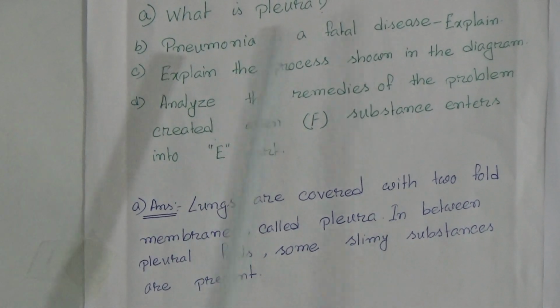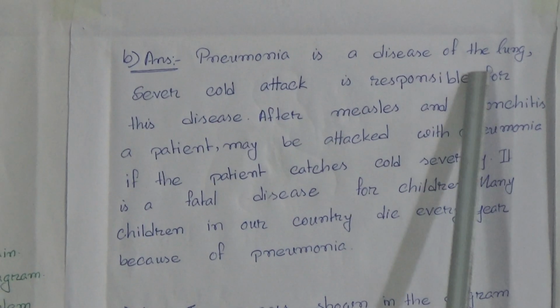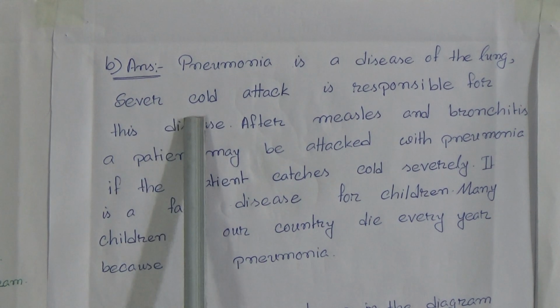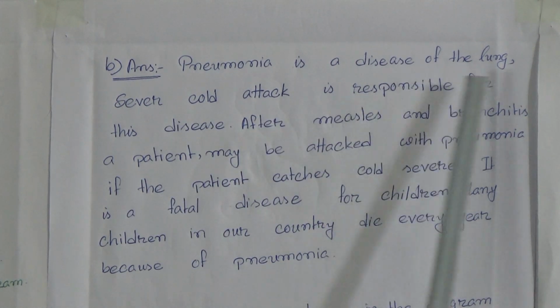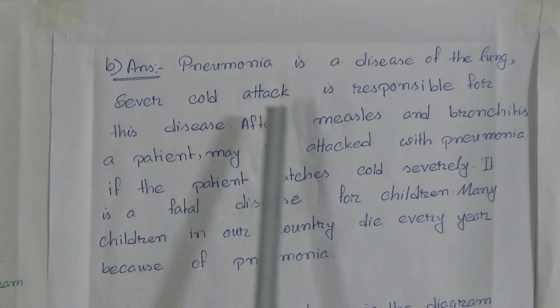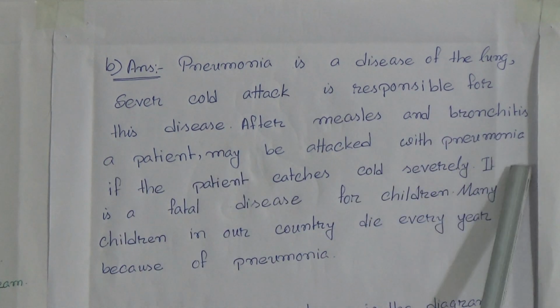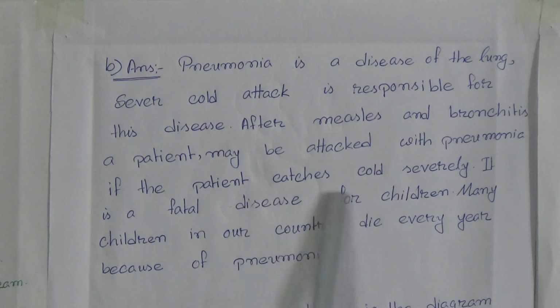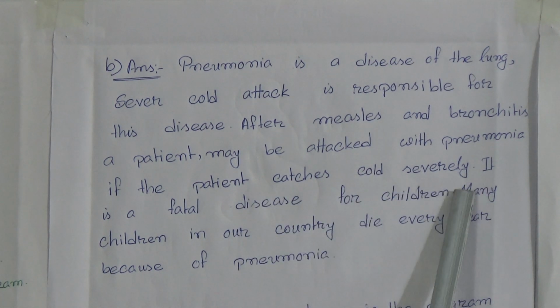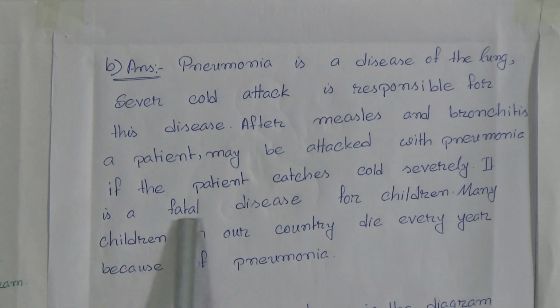Number B, pneumonia is a fatal disease, explain. Answer: pneumonia is a disease of the lungs. Severe cold attack is responsible for this disease. After measles and bronchitis, a patient may be attacked with pneumonia. If the patient catches cold severely, it is a fatal disease for children. Many children in our country die every year because of pneumonia.